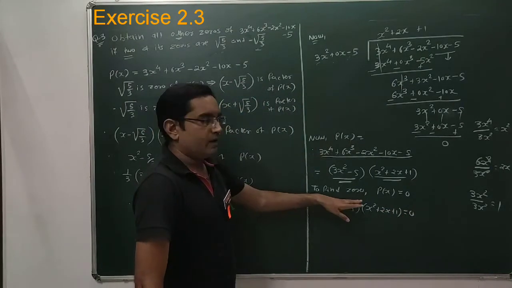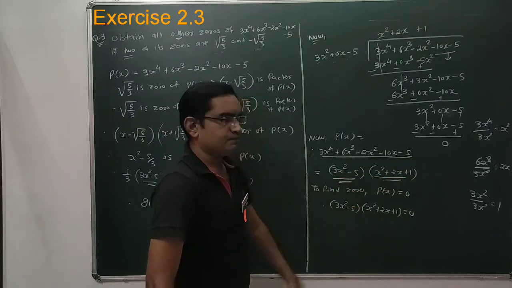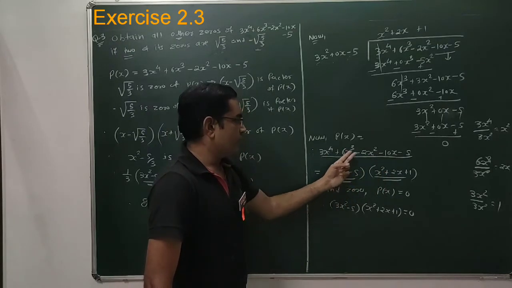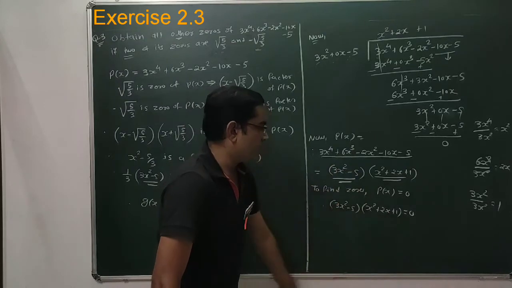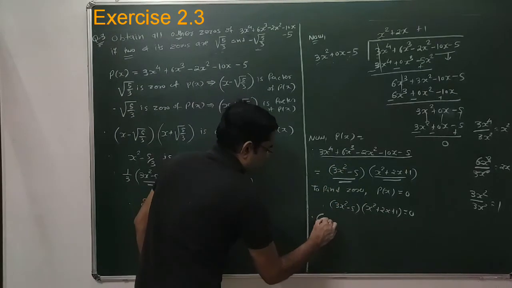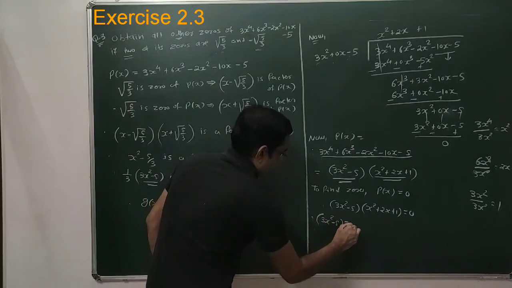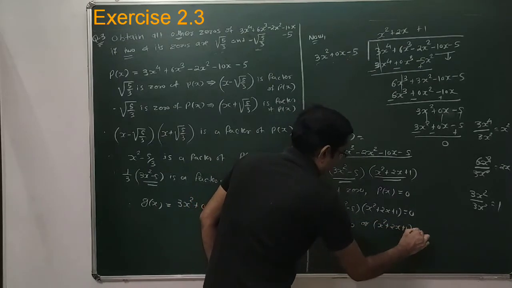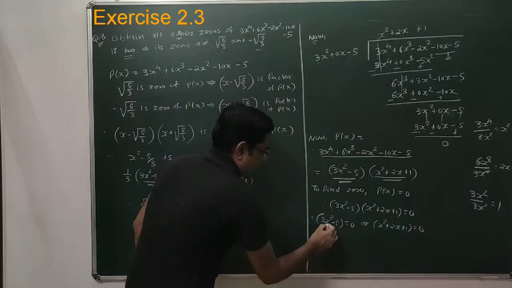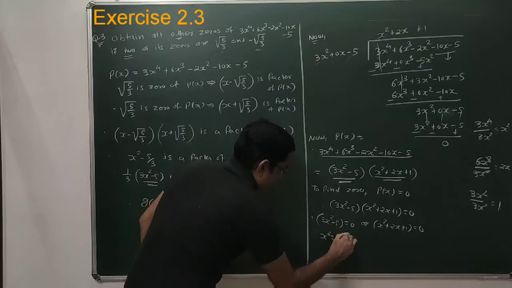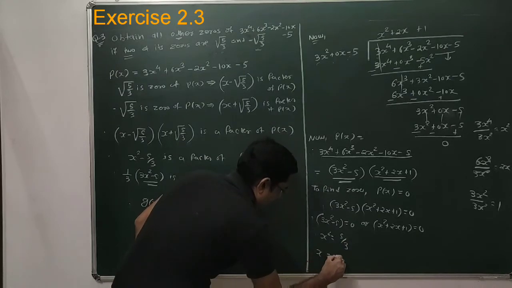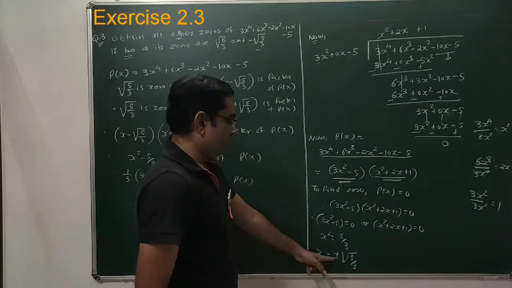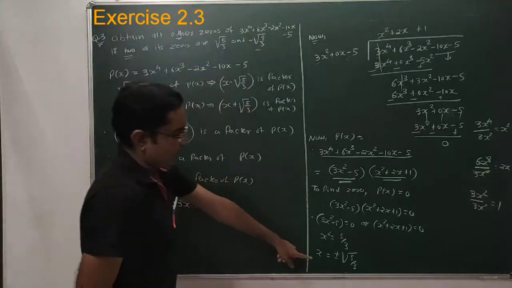To find the zeros of any polynomial, we will take the value of the polynomial equal to 0. The entire polynomial is nothing but the multiplication of these two factors, so we are writing these two factors equal to 0. So their product is 0. So we can say that 3x square minus 5 equal to 0, or x square plus 2x plus 1 equal to 0. Comparing the first one to 0, we are getting x square equal to 5 by 3, and we are getting two values of x, which are plus or minus square root of 5 by 3. So these are the two zeros, plus square root 5 by 3 and minus square root 5 by 3.